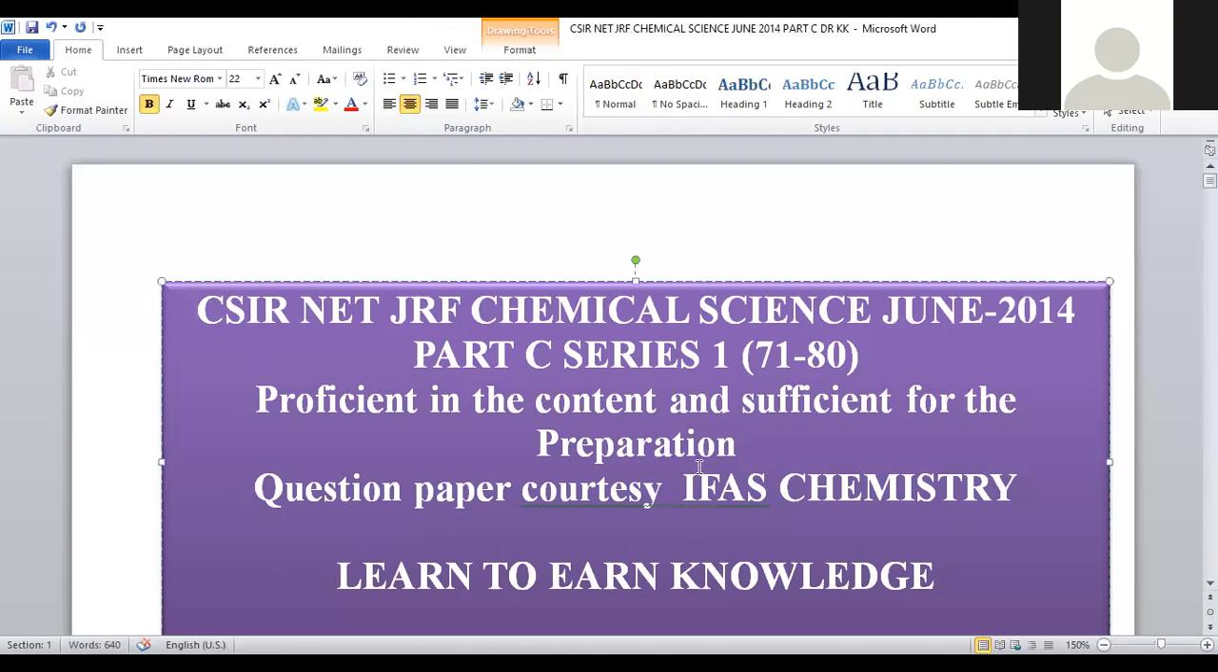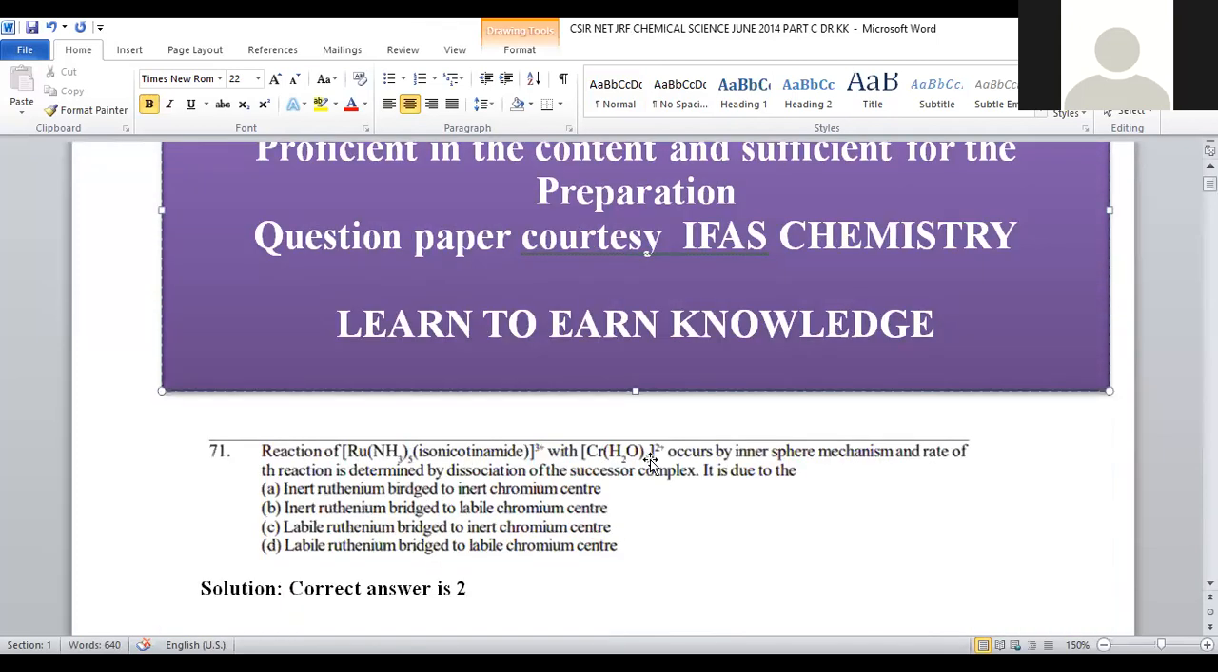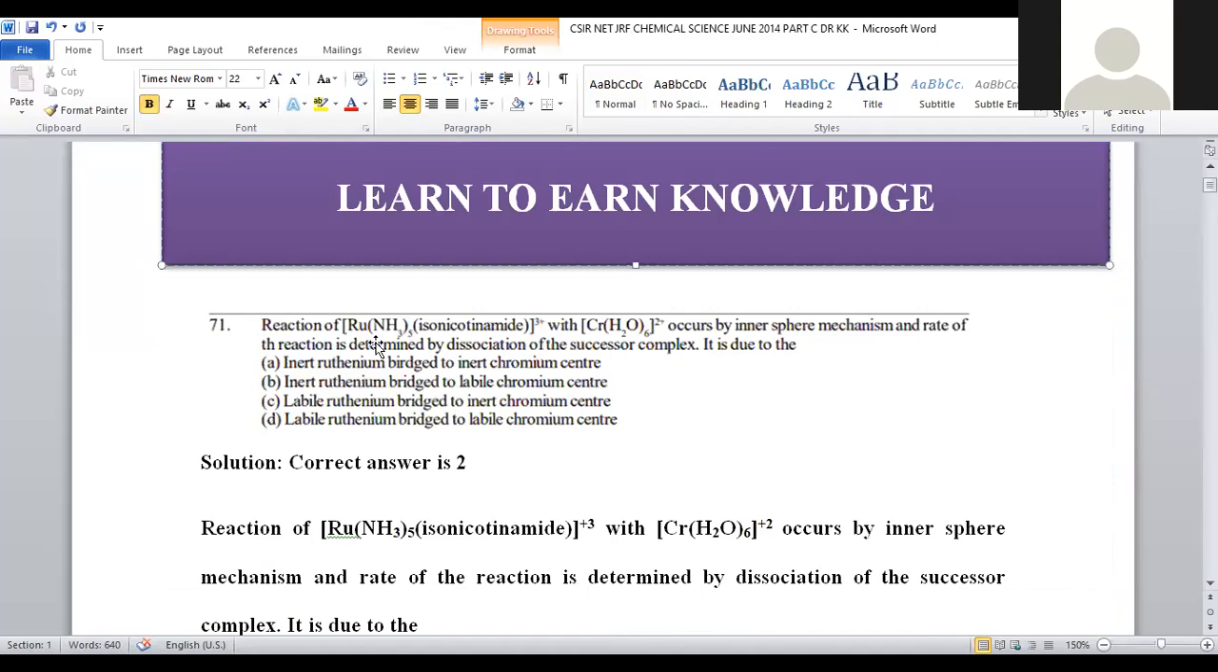CSIR NET JRF Chemical Science, June 2014, Part C, Series 1 consists of question number 71 to question number 80. We are going to discuss 10 solved questions of this session. So let us start with question number 71.